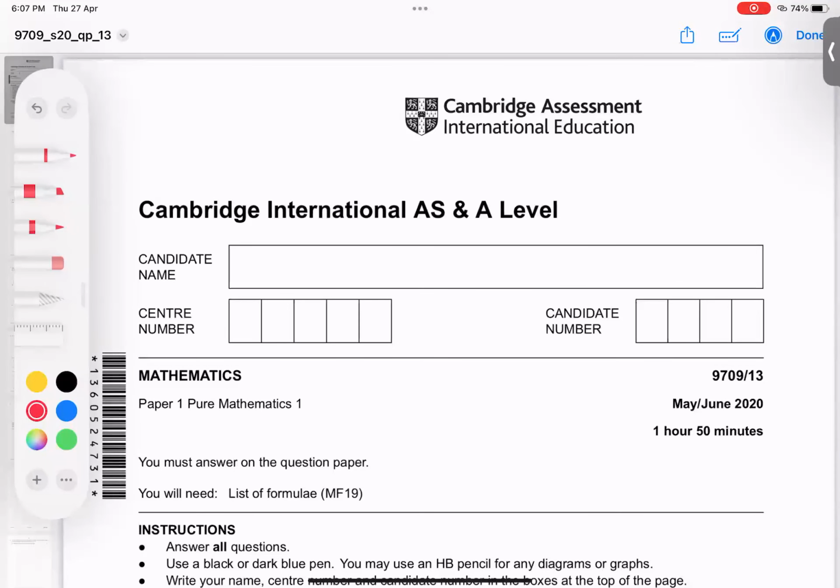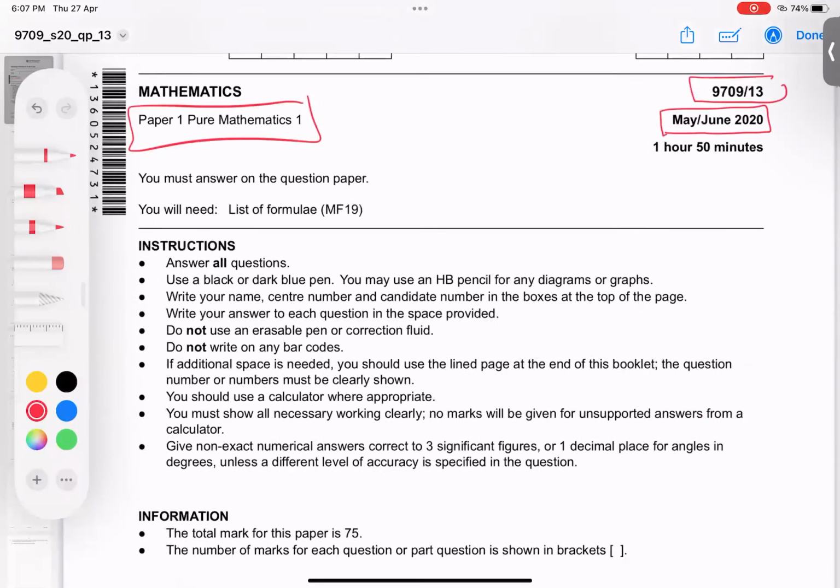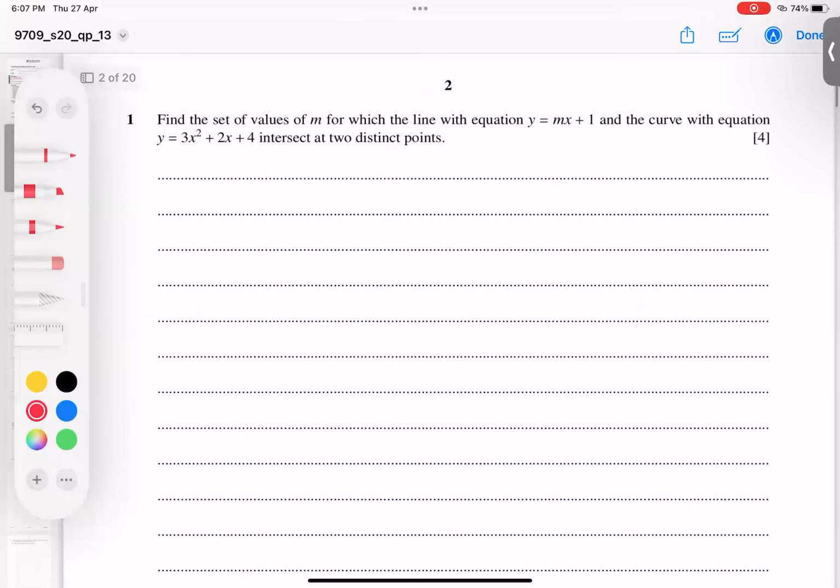Rahim. This is June 2020, variant 13, paper 1. Let's start with the first part.